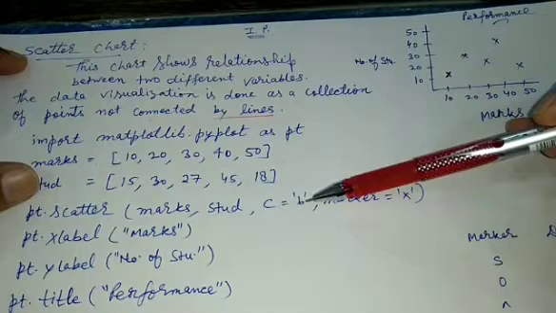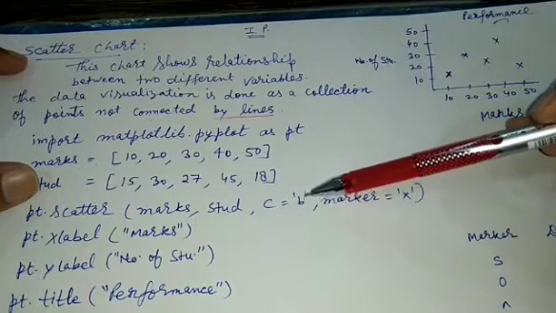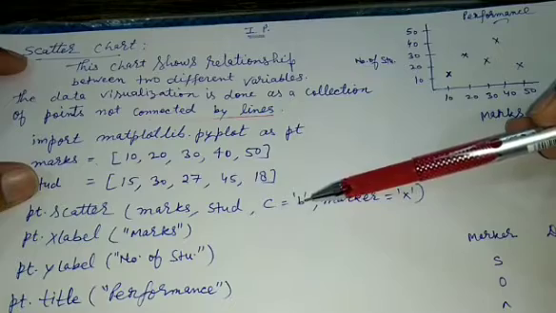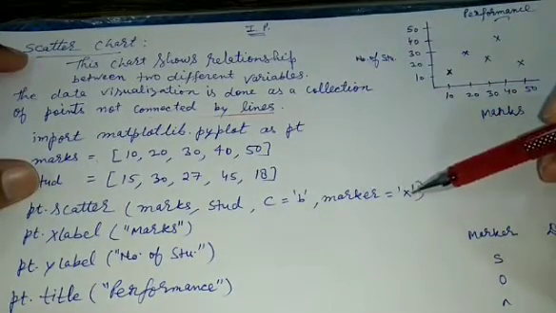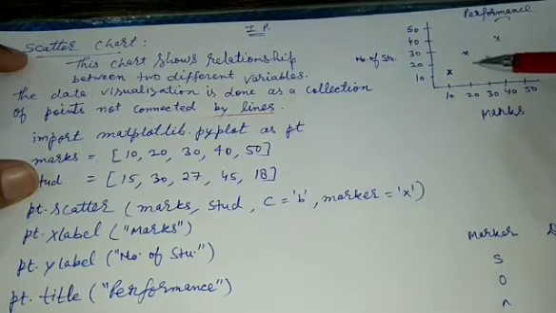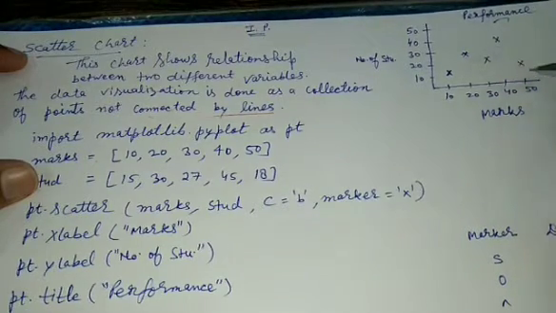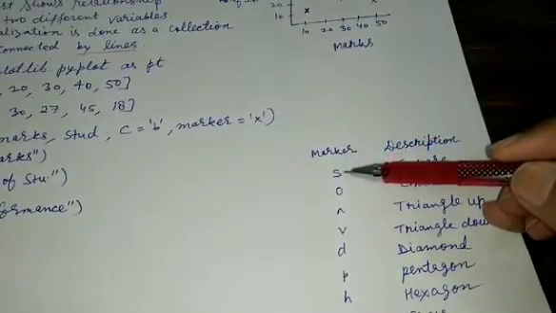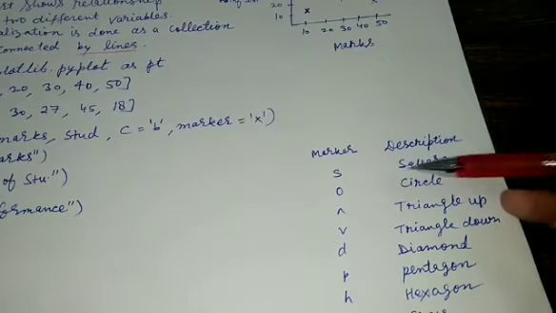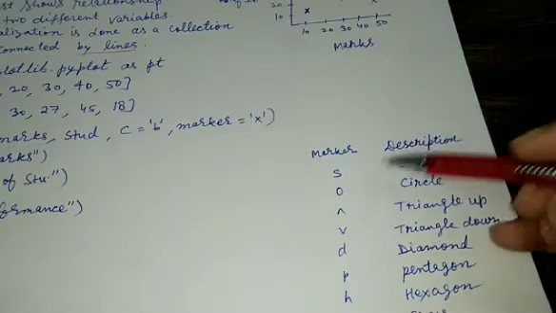color is blue. We have already discussed that you can write the full color name or you can use the color code as well. Marker is x, meaning cross, just like these crosses. You can also use other marker values as s for square, o for circle.